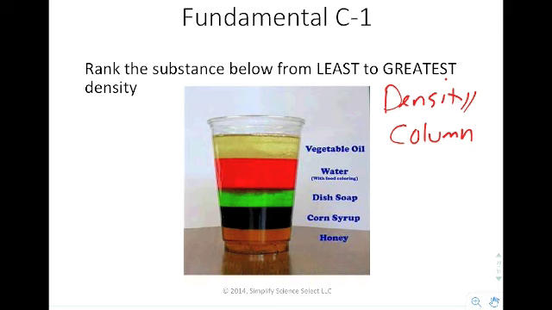Well, the more dense a substance is, the more it will proceed to go down to the bottom. Things with less density will float. That's why air floats on top of water, because it's less dense than water, so it rises to the top.